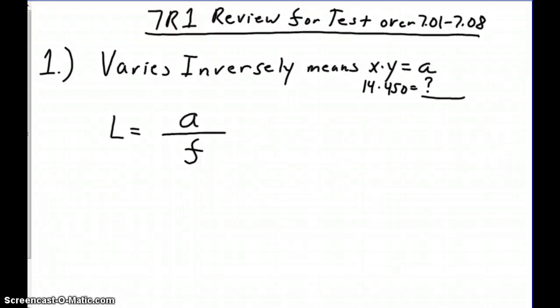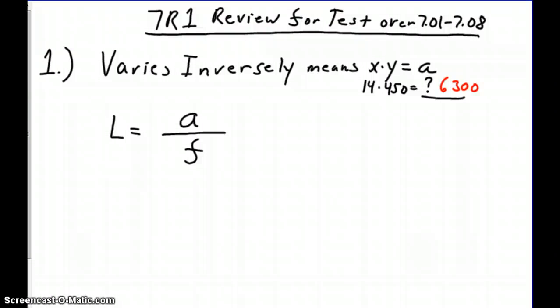Okay, the first thing is the length equals this A, which you don't know, over the frequency. To figure out what the A value is, you have to take the length that they give you, which is 14, and multiply it by 450. So 14 times 450 is 6,300. Now 6,300 is your A value.